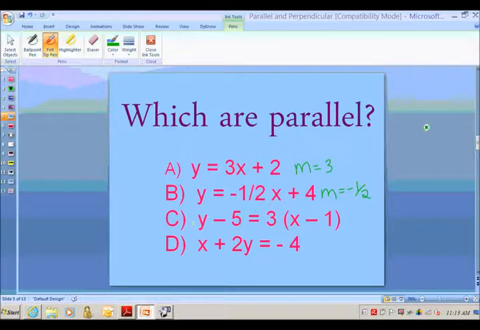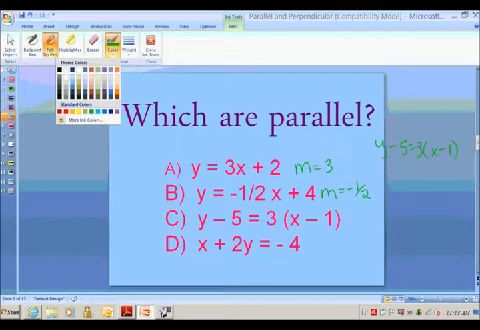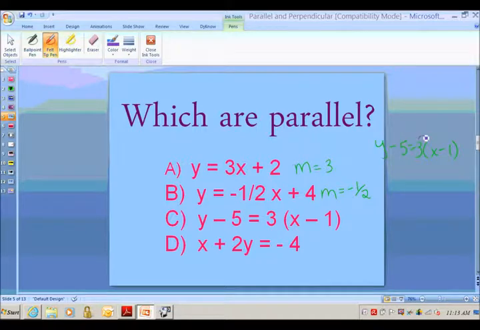Now, on C, I need to solve this for y. So I have y minus 5 equals 3x minus 1. Let's change colors. When I distribute the 3, I've got y minus 5 equals 3x minus 3. Then I need to add 5 to both sides. So now my solved equation is y equals 3x plus 2. So my m is 3.